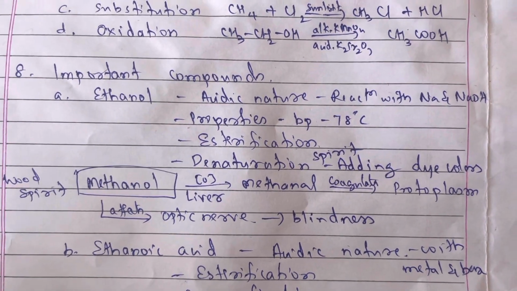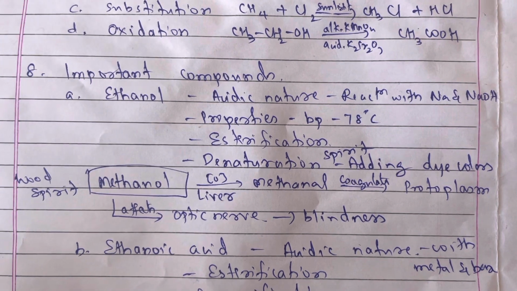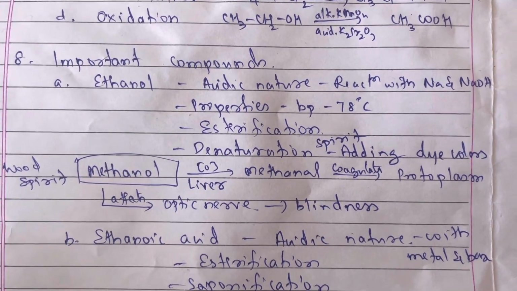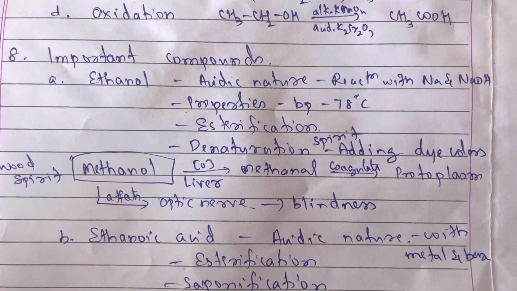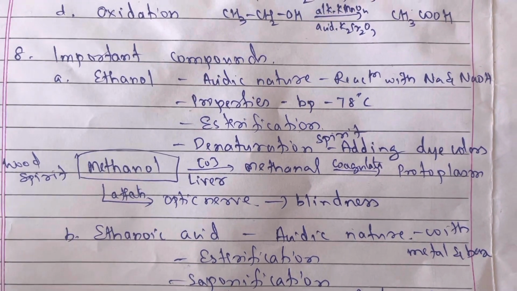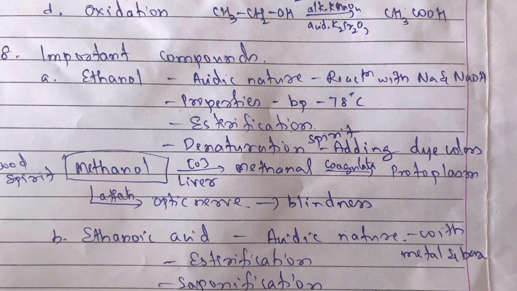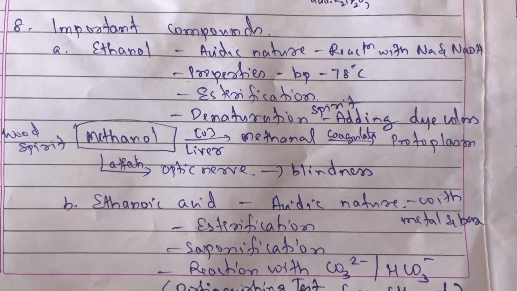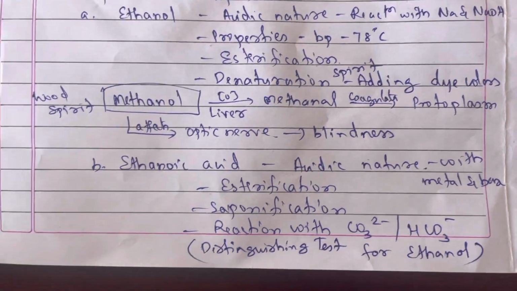And another important thing is the person who ingests methanol may even die. So that's why methanol consumption is prohibited. And another important problem with methanol is that it will affect the optic nerve when consumed, and may even lead to blindness of the person.